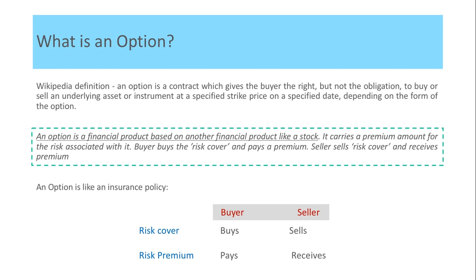In insurance, a buyer of insurance buys a risk cover for a premium, and the seller of insurance, that is an insurance company, sells that risk cover and charges a premium. So, if this helps you in understanding options more intuitively, it's perfectly alright.